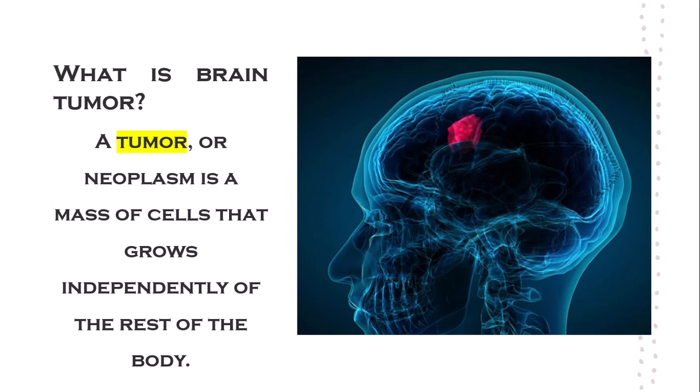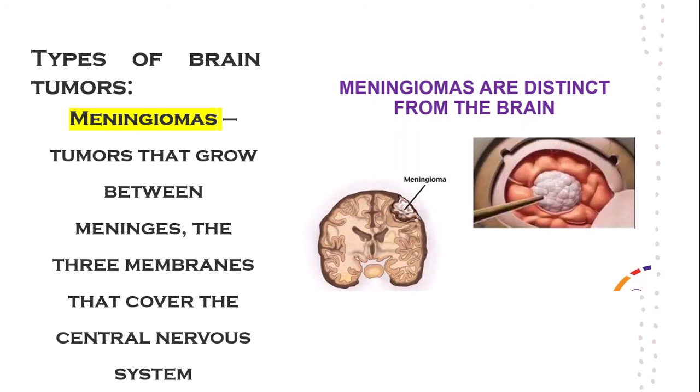A brain tumor or neoplasm is a mass of cells that grows independently of the rest of the body. A brain tumor is a growth of abnormal cells in the brain. We all know that cells are the basic structural unit of life. When the body is working normally, new cells form only to replace old or damaged cells. But when cells grow when they are not needed, they can accumulate to create a mass, also called a tumor. There are types of brain tumors.